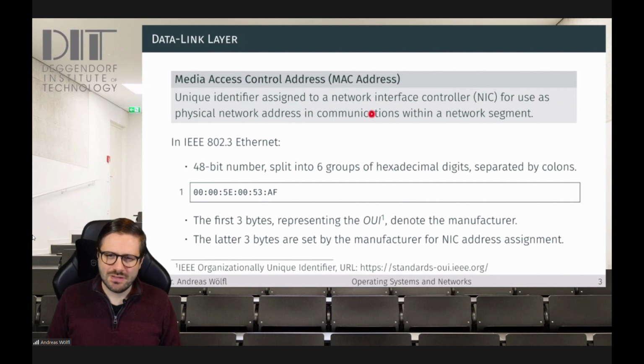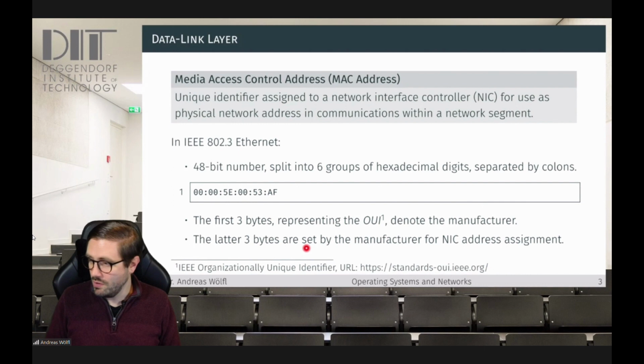This MAC address has two parts. The first part is specific to the manufacturer. It's called the Organizationally Unique Identifier, abbreviated OUI. And this identifies the manufacturer. So the first three, let me highlight this, the first three would be these 3 bytes. These are for the manufacturer, and the actual network card, the NIC, is identified by the last 3 bytes.